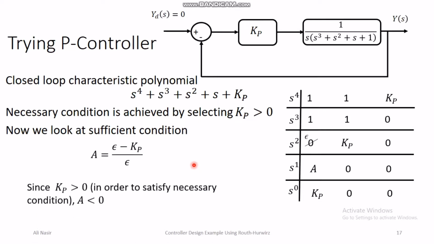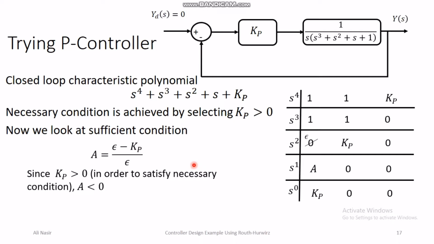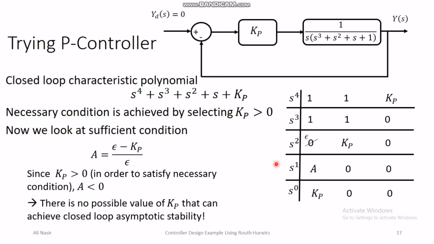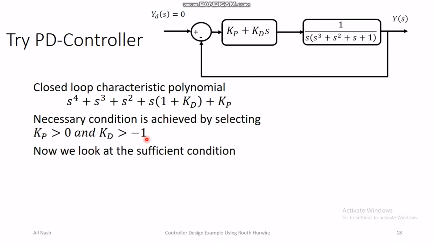So basically, there is no value of Kp that can make this system asymptotically stable. So a P controller cannot make the system asymptotically stable, so we have to try another controller. In this case we try a PD controller.